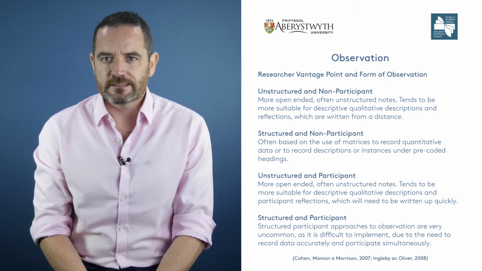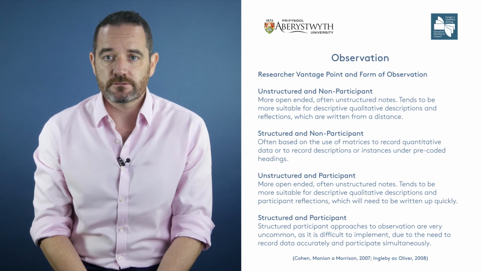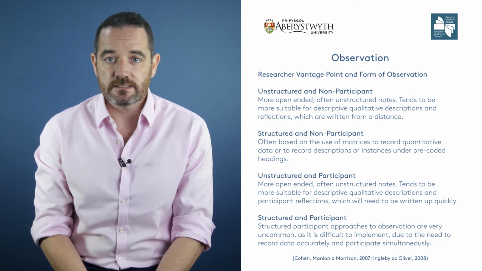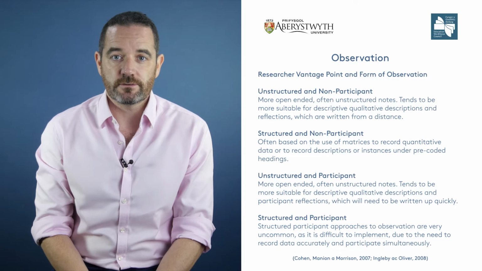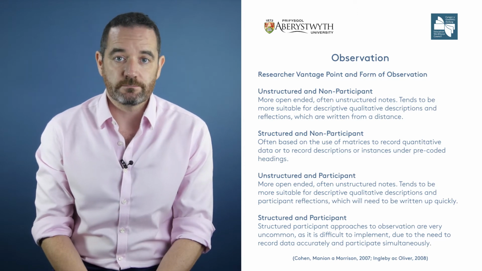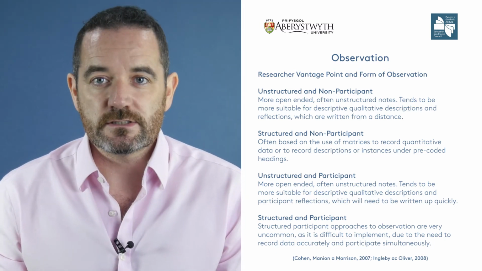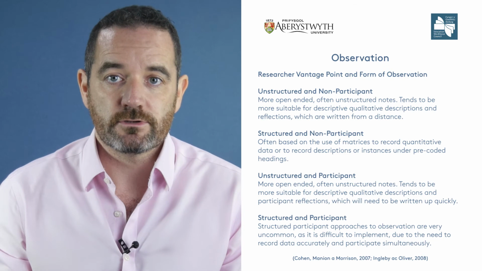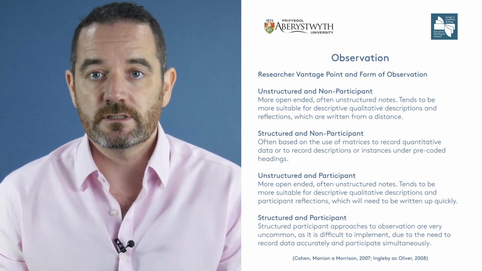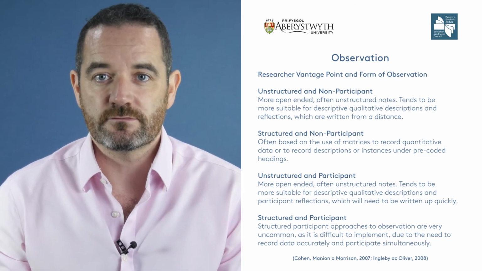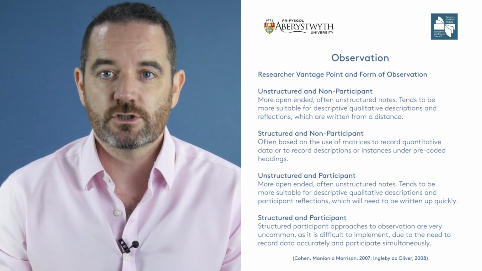The form of data gathered during an observation can also differ. In some cases, the data gathered can be unstructured, where the researcher records notes on what's happened, giving rich and detailed descriptions, often of incidents, interactions and reflections. In other cases, a researcher might use a matrix to record a number of predetermined actions, incidents or behaviours of a particular kind, so as to be able to quantify them.